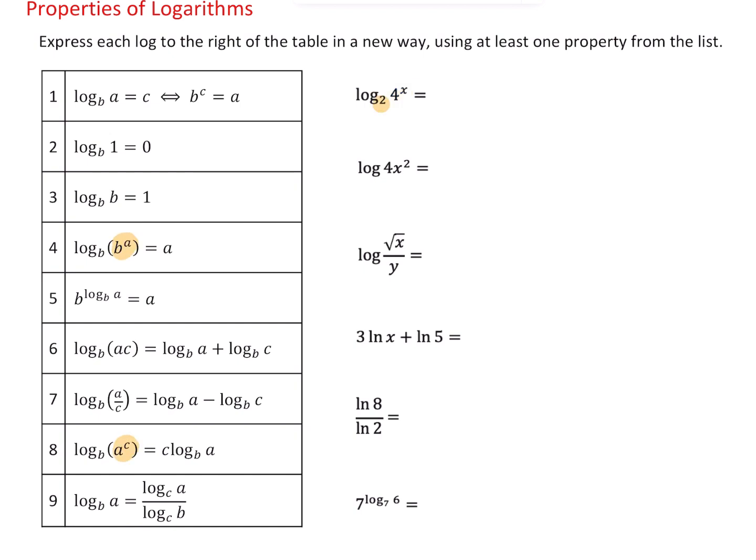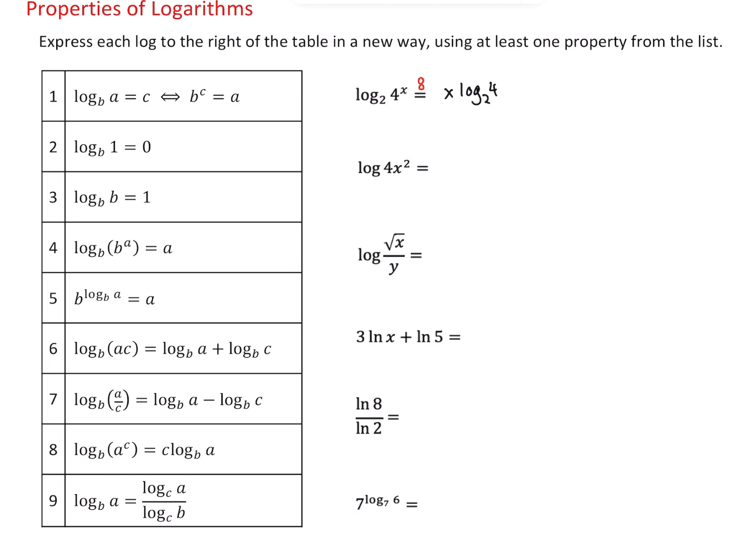The base of this log is 2, which does not match the base of the exponential that's in the argument of the log. That's true in the case of property 8. So property 8 will be my focus. I'll put a little 8 above this equal sign, suggesting I'm using property 8 right now. And so this exponent that's on the 4 can be brought down as a coefficient instead. So we write x times log base 2 of 4.